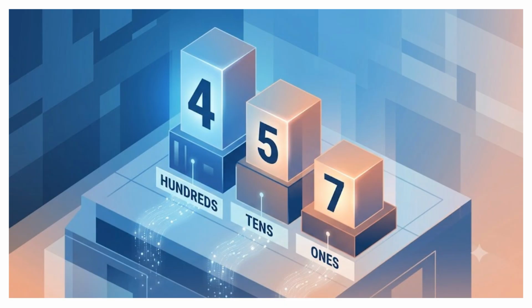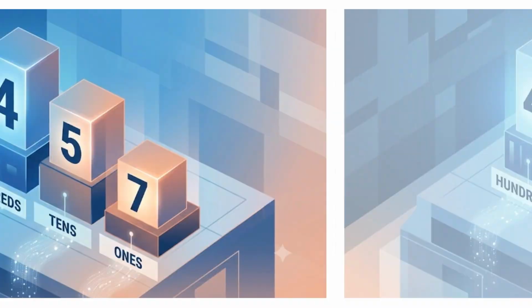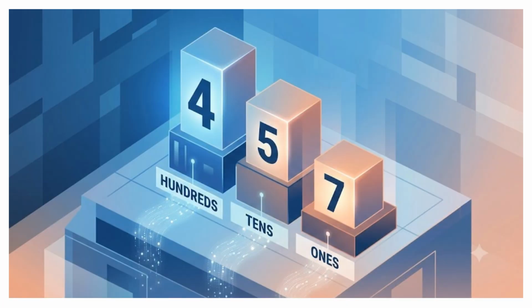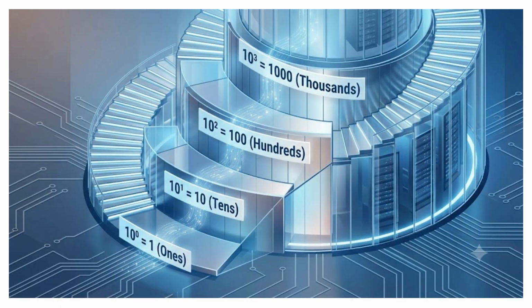Notice how the blocks in the picture get smaller from left to right. This reminds us that the value of each place decreases as we move to the right. The most important idea is this: a digit does not have a fixed value. Its value depends on where it is placed in the number. This concept is called place value, and it is one of the most important foundations for understanding both the decimal and binary number systems. Now let's explore how place values are organized in the decimal number system.